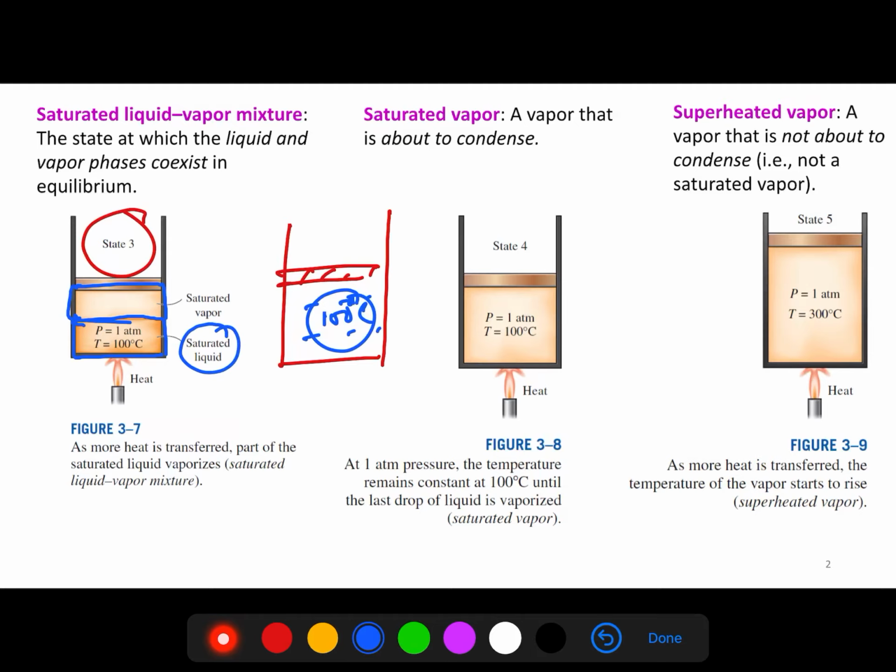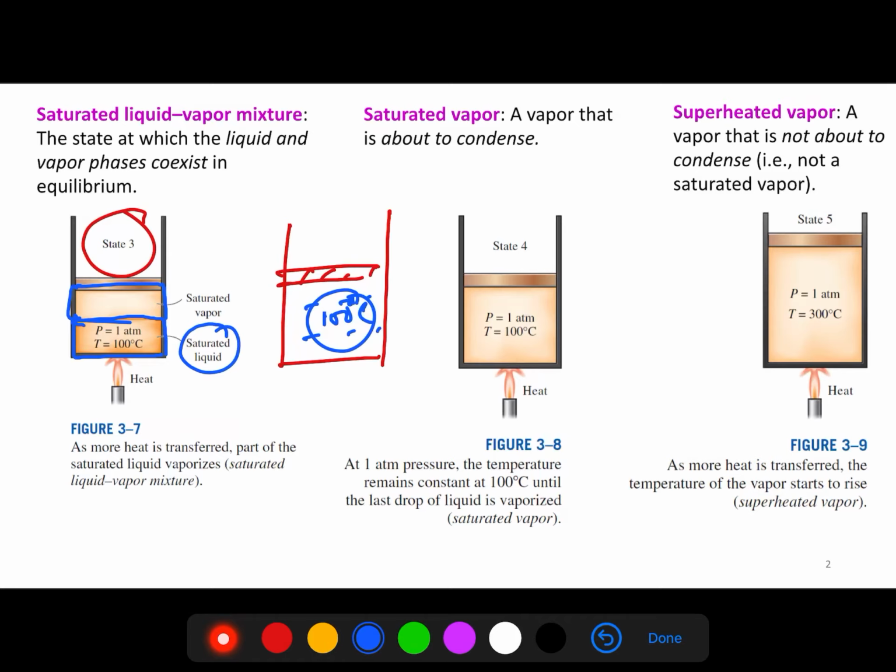So I will show you a video later on, and then you can understand it. So what I said, at 100 degrees centigrade temperature, it will start boiling, and the saturated liquid will become saturated vapor, and this process will continue until every drop of liquid water becomes saturated vapor.